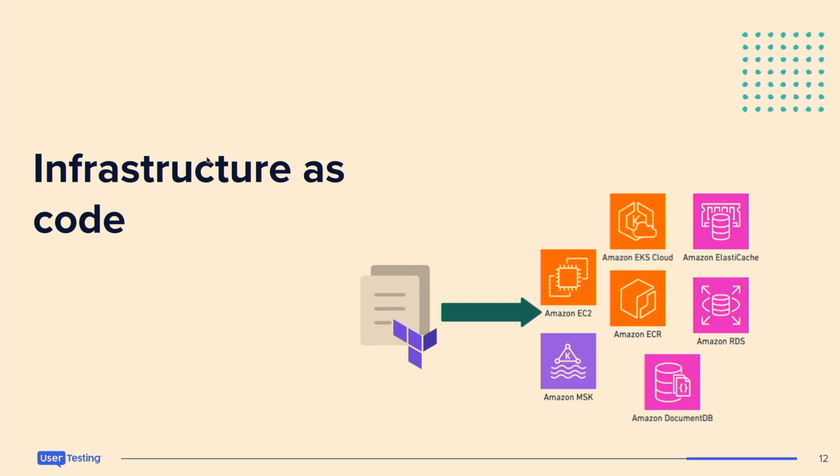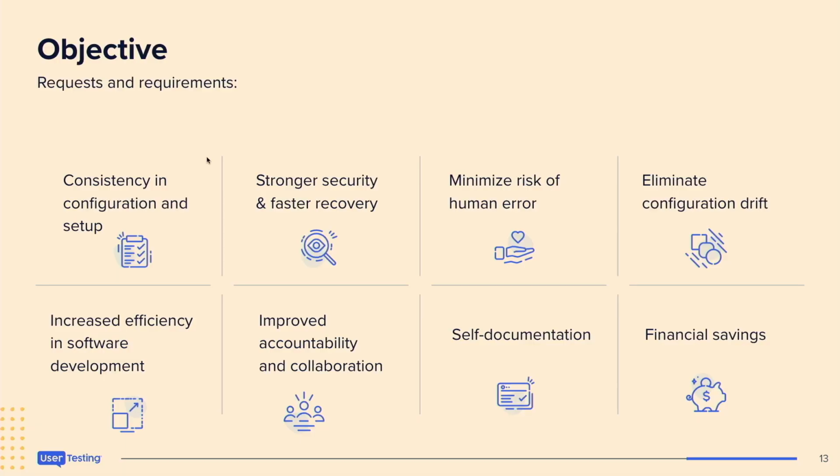So we'll get deeper into it, and Sergi will explain the infrastructure code. Thank you, Rock. Well, so we will start talking about a little bit of the objective of why we have infrastructure as code. You see here different kinds of requirements or requests that we had. We would like to focus, as Rock was saying, about one of the key points was increasing the efficiency in the software development and improving the accountability for the whole company.